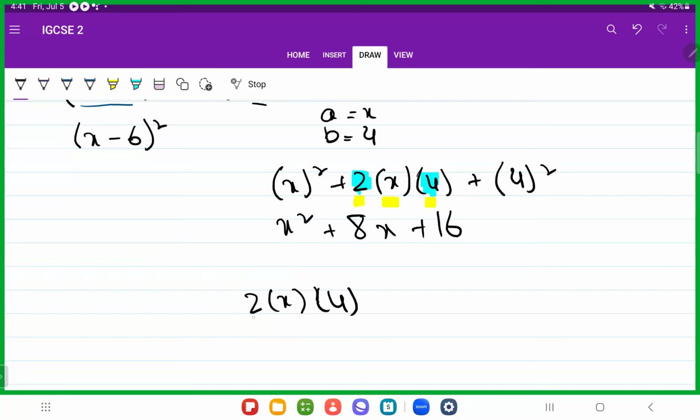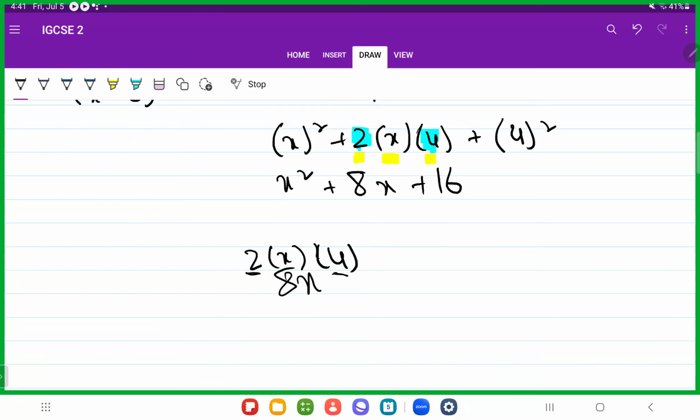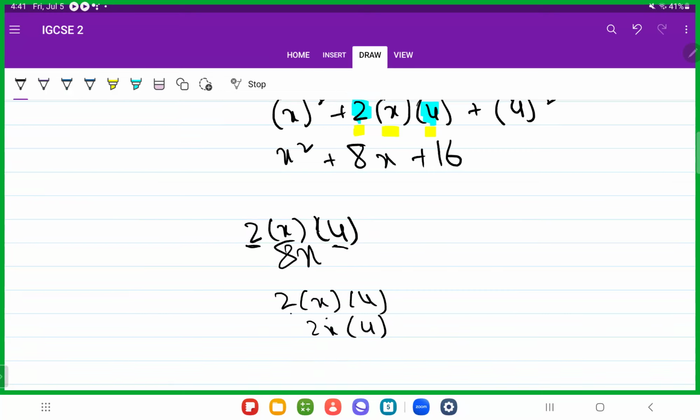So I just multiplied the constants first, which is 8, and 8 is also multiplied with x, right? Basically it's 2 times x times 4. So you first multiply 2 by x, which is 2x. Then you do 2x times 4, which is 8x, right? Okay. Thank you.